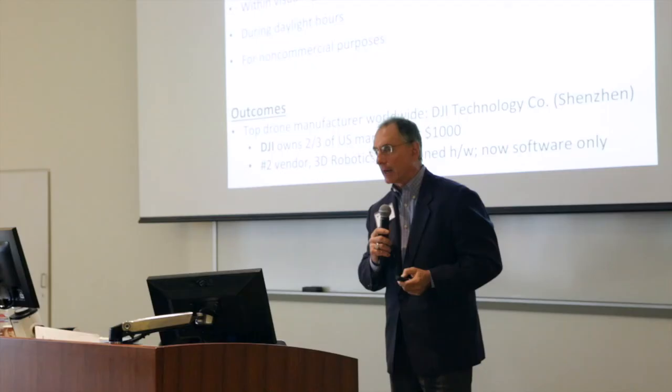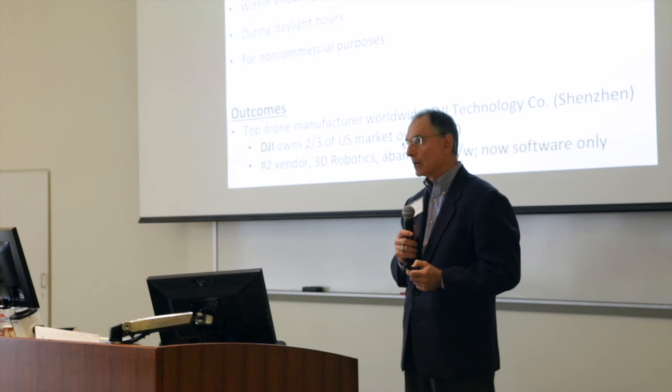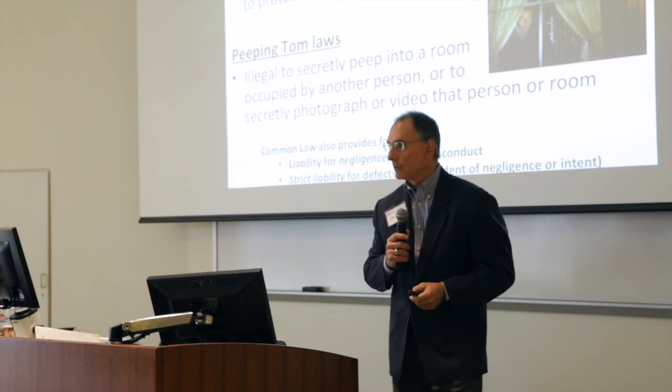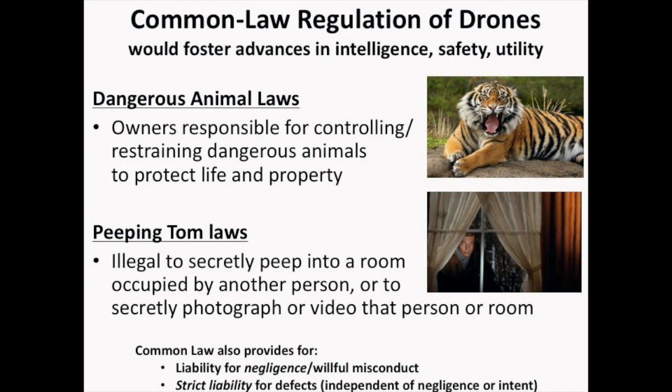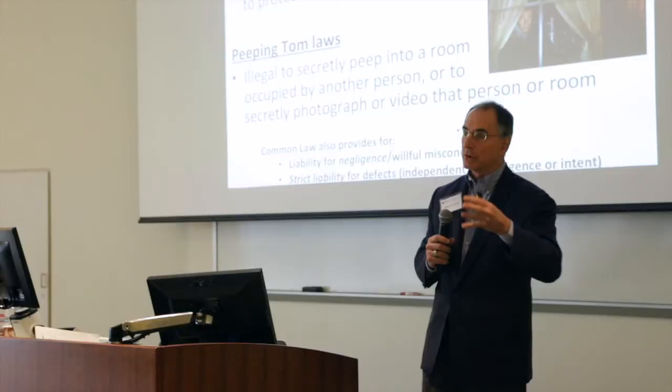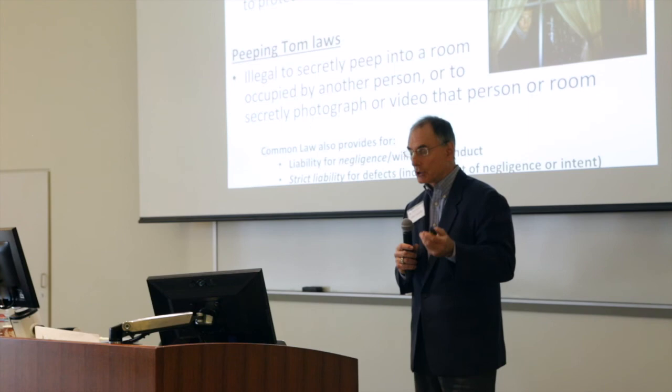Now, in contrast to that, how might drones be managed using common law? Well, common law has long held, for centuries, dangerous animal laws. If you own a dangerous animal, like a tiger or a snake, and that animal hurts somebody or damages property, you, the owner, are responsible. That could very readily be extended to people or to drones.